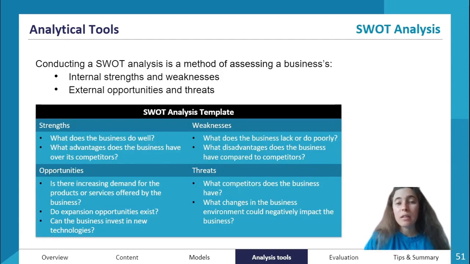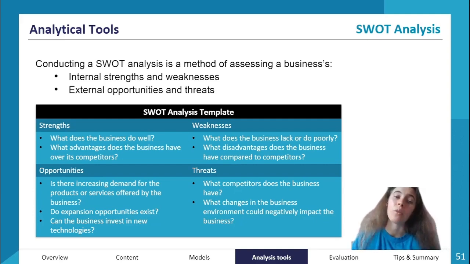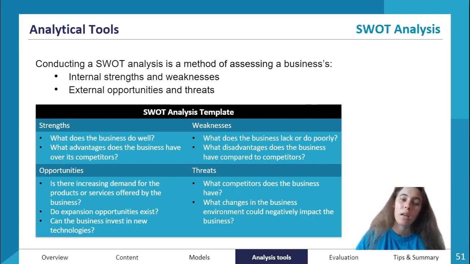The SWOT analysis is something that a lot of you will probably be familiar with already. You've got your internal strengths and weaknesses, and you've got your external opportunities and threats that you're looking at with this grid, this table that you do up for the SWOT analysis. So the strengths: what does the business do well? What advantages does it have over its competitors? The weaknesses is just the opposite. What does it lack or do poorly? What disadvantages does the business have?